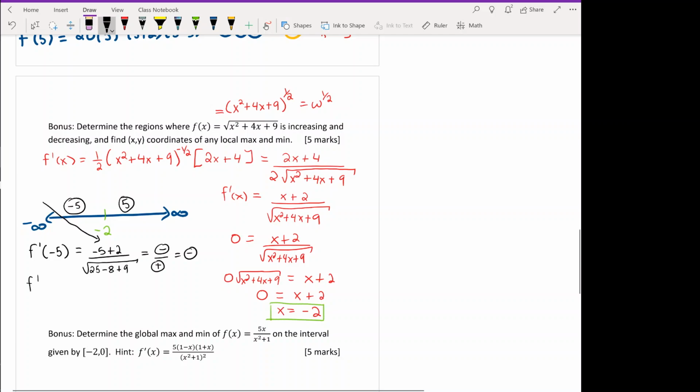Now f prime at positive 5, we get positive 5 plus 2 divided by the square root of positive 5 squared, 25, plus 4 times 5. Oh, did I multiply? Oh, that 8 shouldn't be an 8. Sorry about that. That 8 should be negative 20. My mistake. I put a 2 instead of a... Okay, so then here we have positive 20 plus 9.